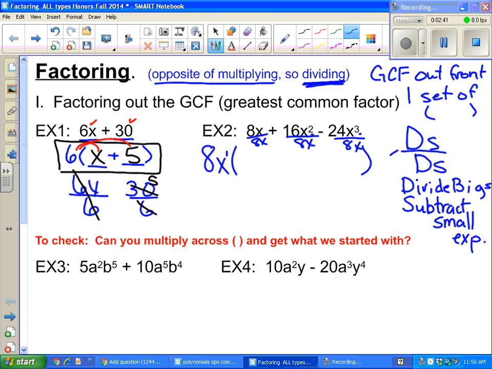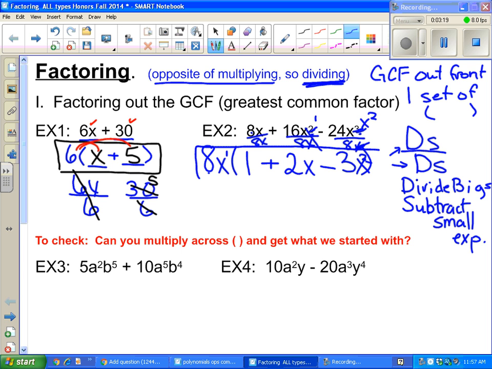And so that's where the ds will actually come into play for the first time. 8 goes into 8 one time. The x cancels out x to the first. If you subtract exponents, you get x to the 0. But anything to the 0 power is 1, and so I don't have to show the x to the 0. Plus, 8 goes into 16 two times. X squared divided by x leaves me with x, or if you subtract, you get x to the first. Minus, 8 goes into 24 three times, and then x to the third cancels out one x and leaves me with x to the second, or if you subtract, you get x to the second.